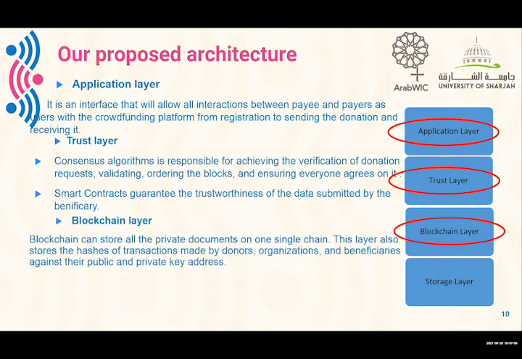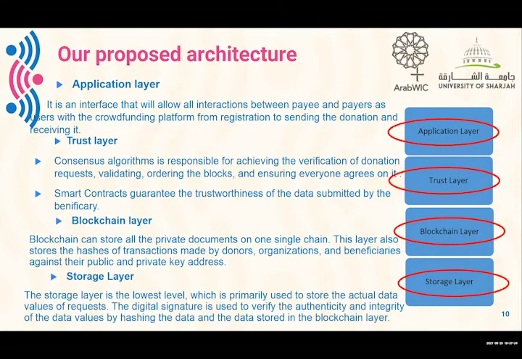Here the blockchain can store all the private documents on one single chain. This layer also stores the hashes of transactions made by donors, organizations, and beneficiaries against their public and private key address. The last layer is the storage layer. The storage layer is the lowest level, which is primarily used to store all actual data values of requests. The digital signature is used to verify the authenticity and integrity of the data values by hashing the data and the data stored in the blockchain layer.